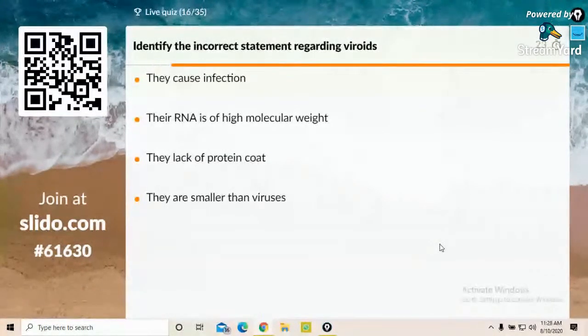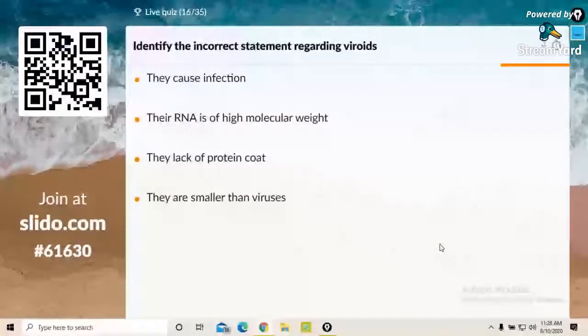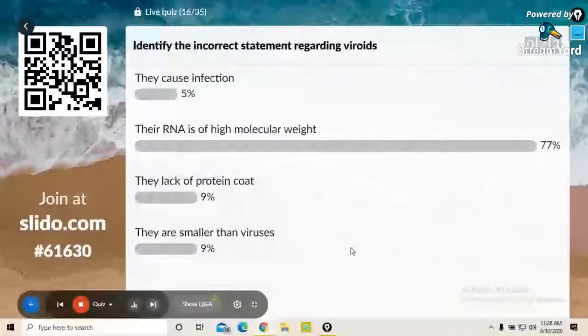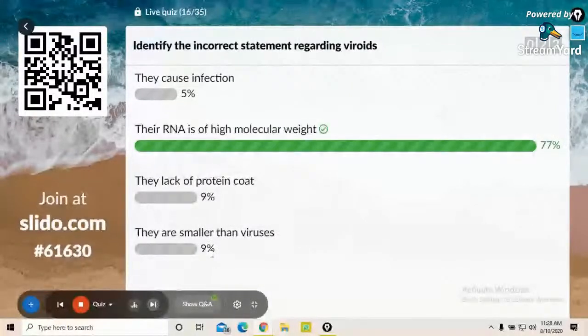Identify the incorrect statement regarding viroids. They cause infection. Their RNA is of high molecular weight. They lack a protein coat. They are smaller than viruses. 77% with the correct answer for the question.